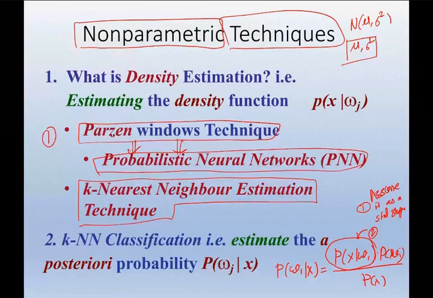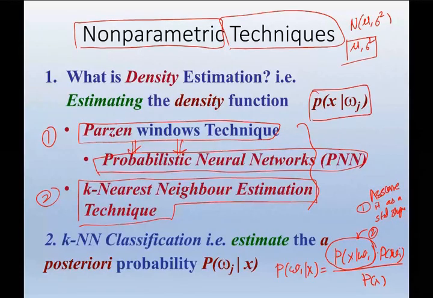We are going to see these two methods. First one is Parzen method, and the second one is k nearest neighbor estimation. So these two methods estimate probability of x given omega j. Once you know this, use Bayes to find out probability of omega j given x. So this becomes the usual problem, but first of all we need to estimate this thing.